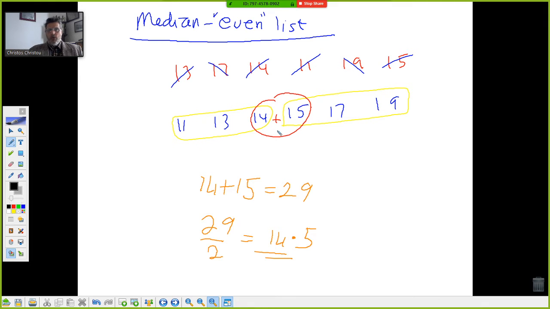So as you may recall, you add the 2 middle ones to get a total of 29. When you divide 29 by 2, you get 14.5. Now, the median is 14.5, so I just want to re-emphasize that.